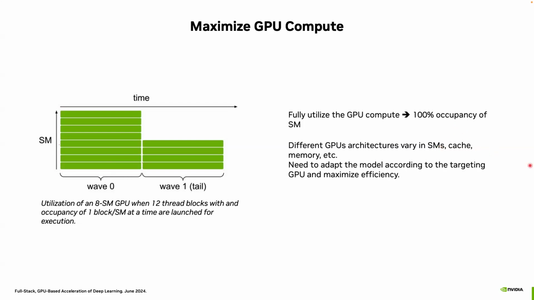And different kinds of GPU architectures will have different numbers of processors, cache, memory, etc. So we need to adapt our model according to what kind of GPU we are going to use to maximize the efficiency.